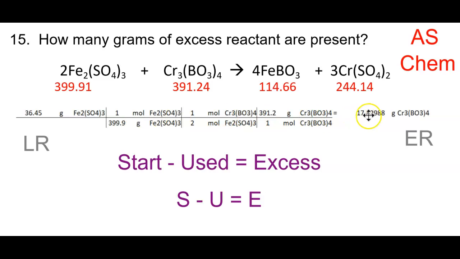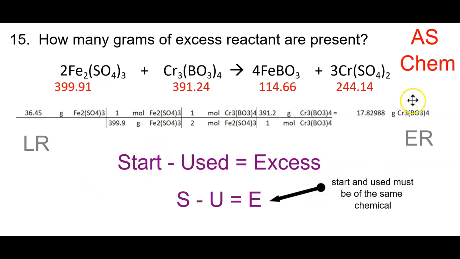When we do this stoichiometric grid, we figured out a reactant. Therefore, because it's a reactant, we know how much we use. So the 17.83 is how much we use. We know how much we started with. We're going to go back to problem 13 and look at how much of the same chemical, because everything in the SU must be of the same chemical. Okay, what chemical? Chromium borate we started with.